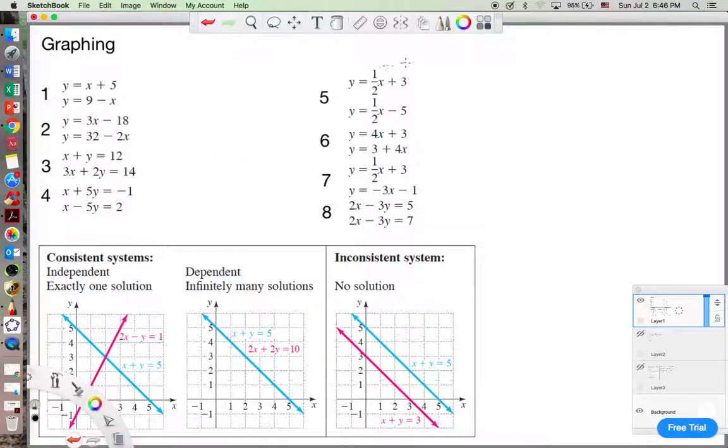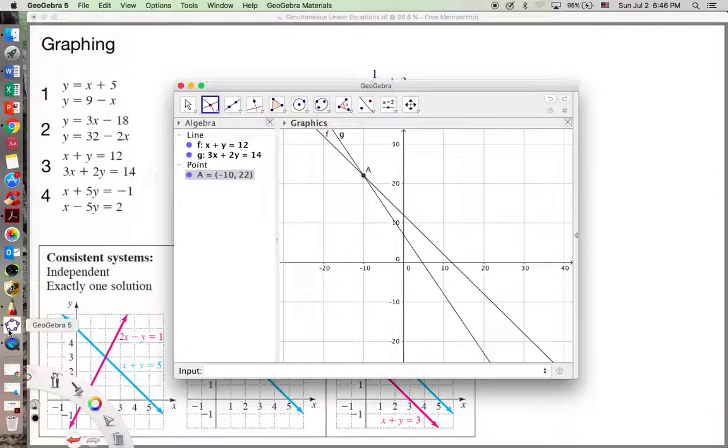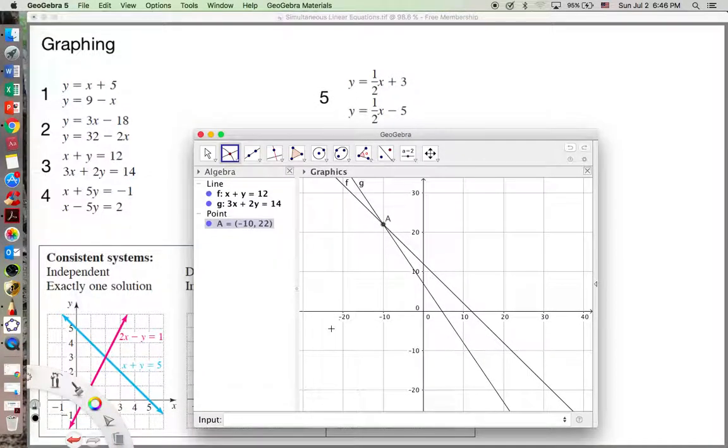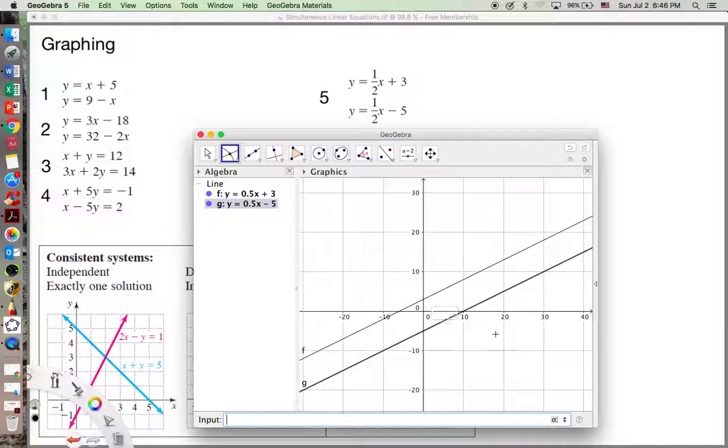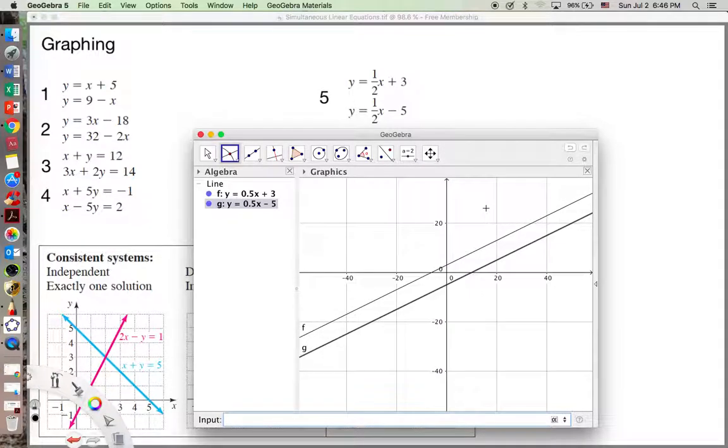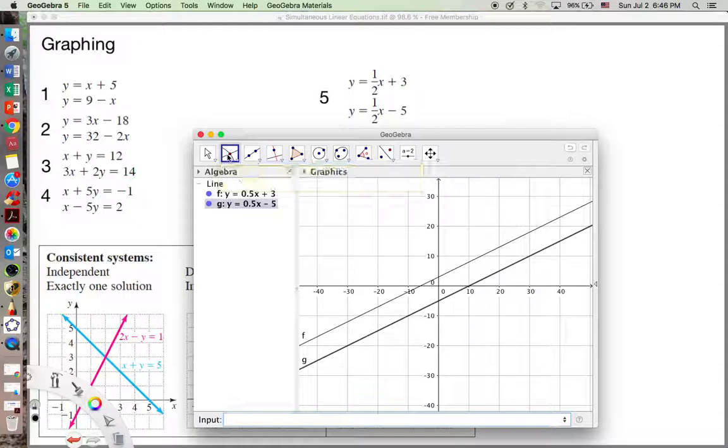The same thing is going to work out if we have fractions, graphing on a graphing calculator or any kind of program on your computer. GeoGebra, the program I'm using here, is available for free. Y equals 1/2 x plus 3, and then y equals 1/2 x minus 5. Okay, so here we don't see any points of intersection, but maybe, just maybe, that point of intersection is way out of view.